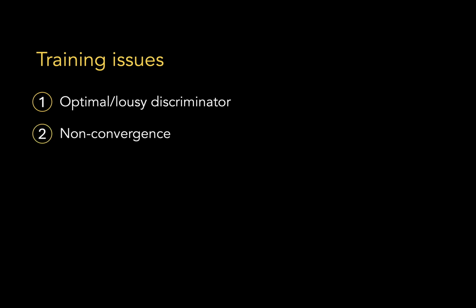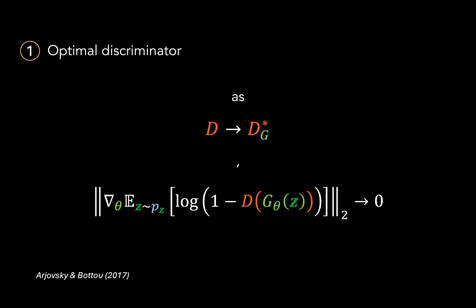So now we're going to look at 3 potential training issues that can upset this nice story: the optimal and lousy discriminator problem, the possibility of non-convergence, and the possibility of mode collapse. So first of all, why might an optimal discriminator be problematic, especially as we've just used it to show that it can help the generator reach convergence? Well, it turns out that during GAN training, as our discriminator approaches its optimal state, the gradients of our generator parameters theta begin to vanish. In other words, as the discriminator gets too good, it can no longer transmit useful information to the generator.